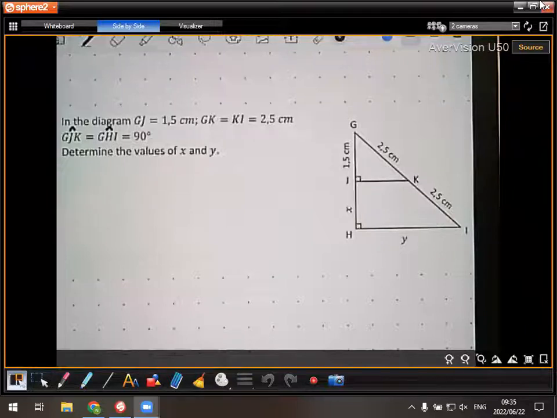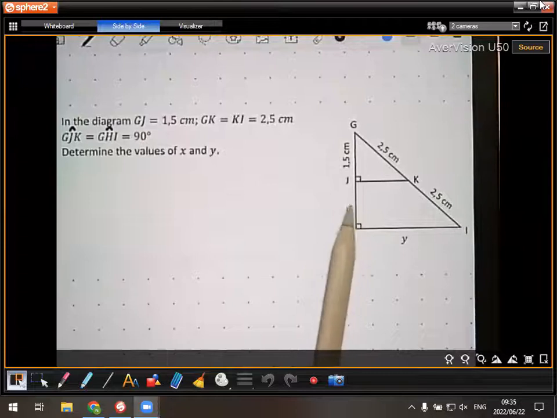All right, guys, let's take a look at what's going on here. So in the diagram, GJ is given as 1.5 centimeters. Then they've given that GK and KI are both 2.5. So that means that K is the midpoint, right? K is the midpoint of GI. We can see that there.